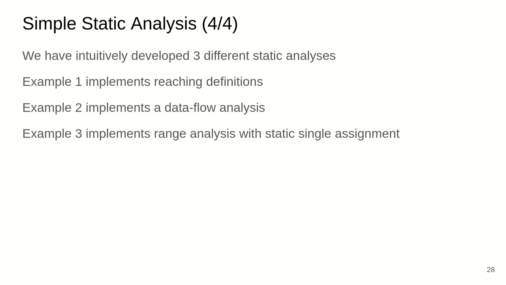We have now intuitively, and in a very ad hoc and very informal manner, developed 3 different static analyses. We've only talked about what they should do, but they implement 3 interesting examples. Example 1 would be a reaching definition for the target. Example 2 would be a data flow analysis for the function pointers. And example 3 would be a range analysis for static single assignment here.